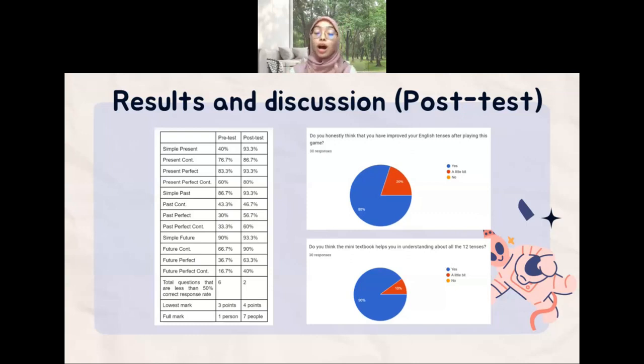And according to the upper pie chart, there are 24 respondents who agree that this board game has helped them improve their English tenses. And the lower pie chart shows that there are 27 people who agree that the mini textbook has been a great guide for them in understanding English tenses.